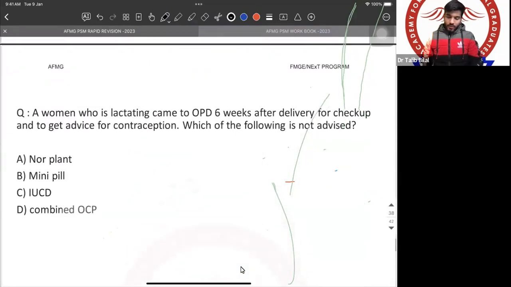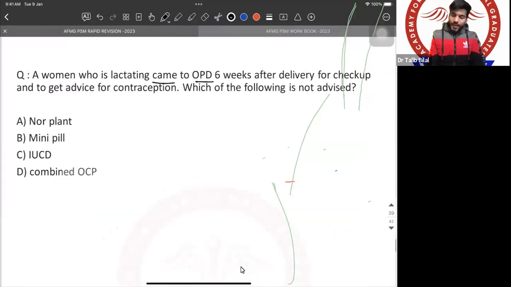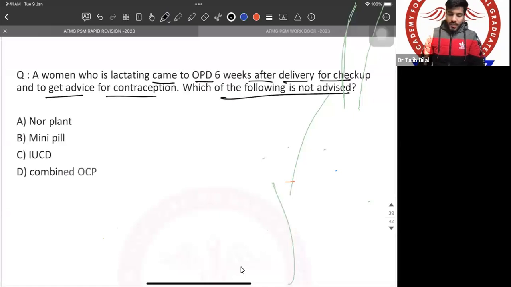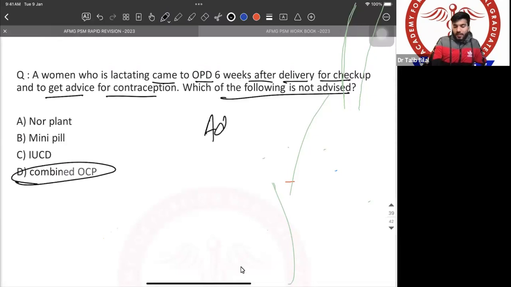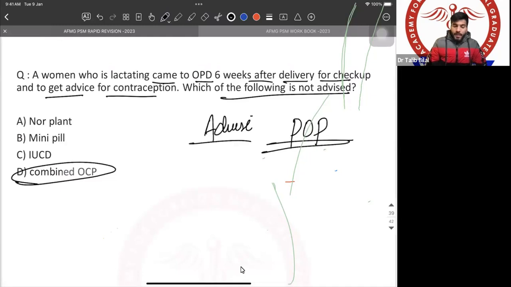Now this one: a woman who is lactating came to the OPD 6 weeks after delivery for a checkup and wants advice for contraception. Which of the following is not advised? The patient is lactating the baby, so which of the following will you not advise? Combined OCP. What will you advise, guys? Progesterone. The contraception of choice in lactation is progesterone only pills, POP.